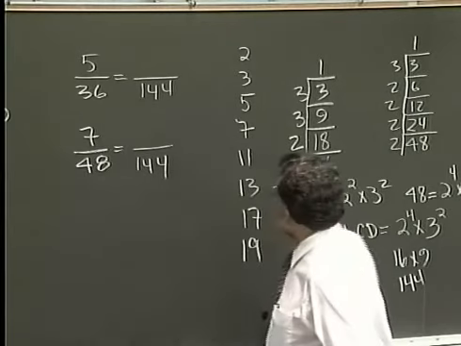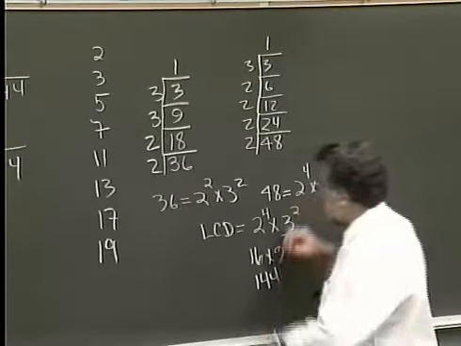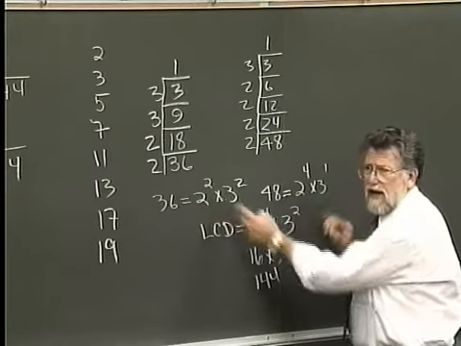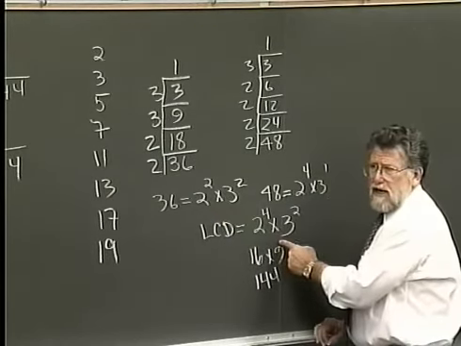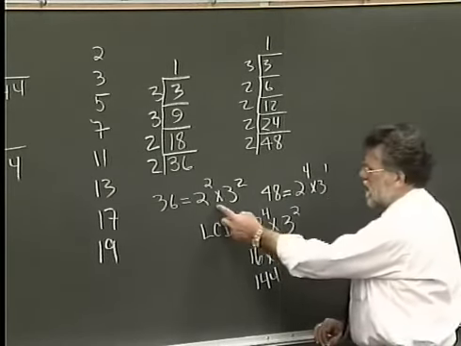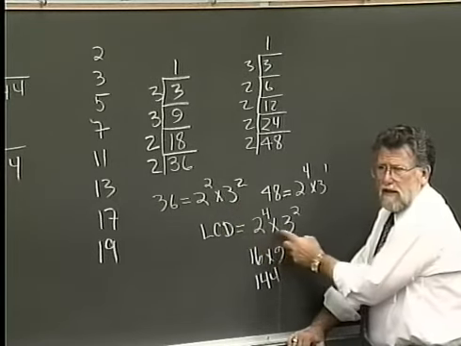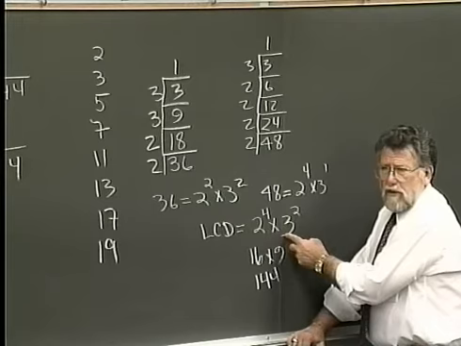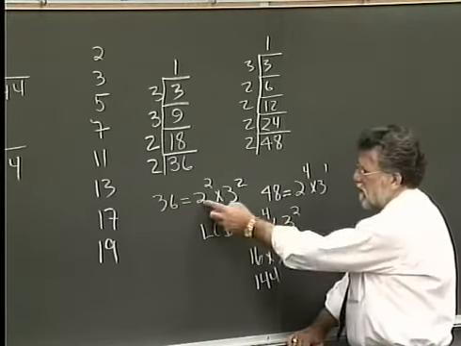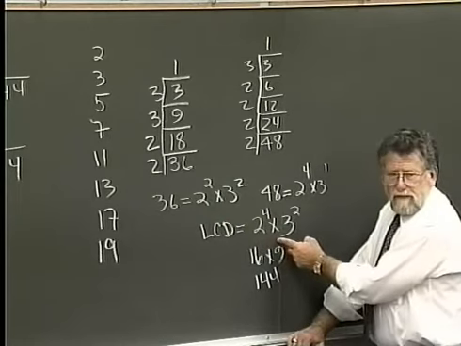Well, as I look at these numbers, let's come back and see what we have with these two products and what we wanted in the LCD. Here was my 36. It was 2 to the second, 3 to the second. And what should my LCD be? 2 to the fourth, 3 to the third. So what am I missing here that's down here?